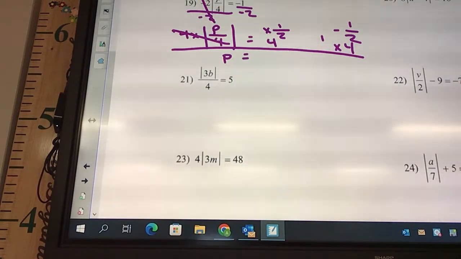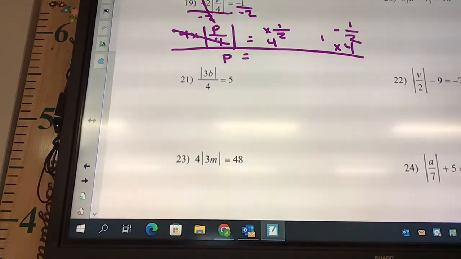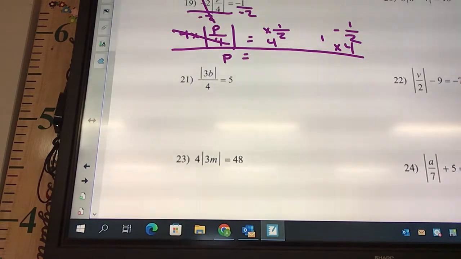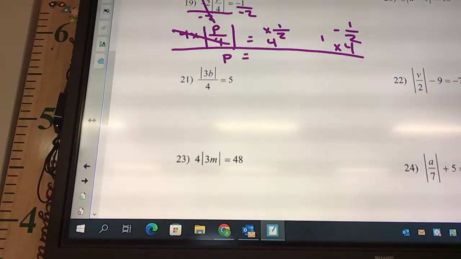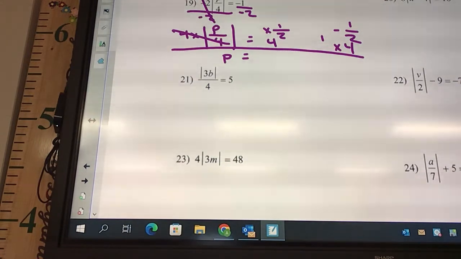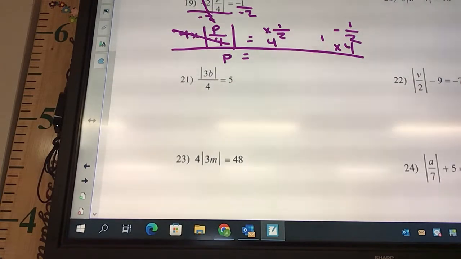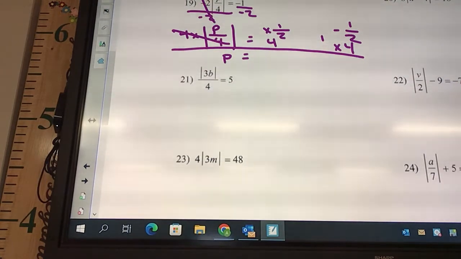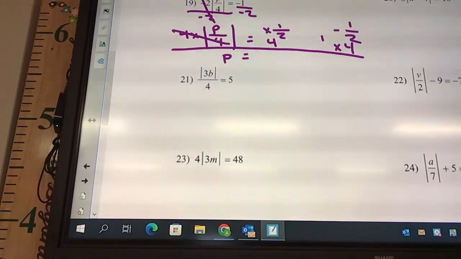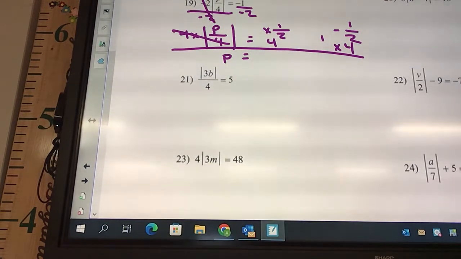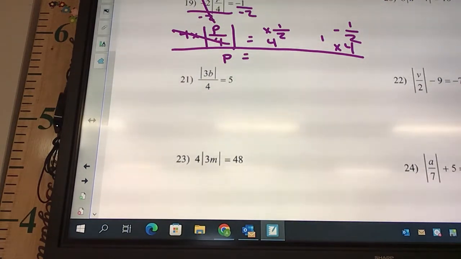Good. Yeah, I don't know how to do that. Oh, this calculator sucks. That one. There you go.